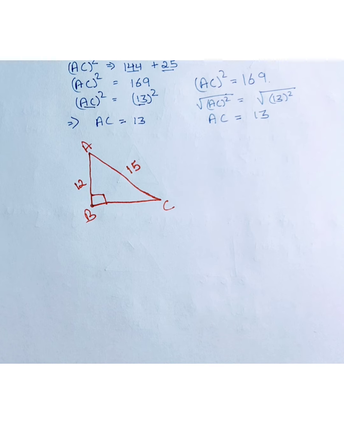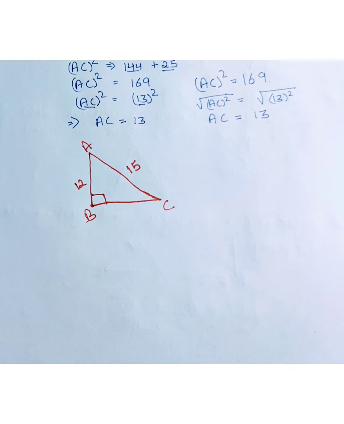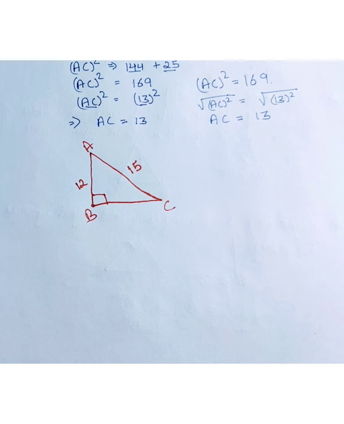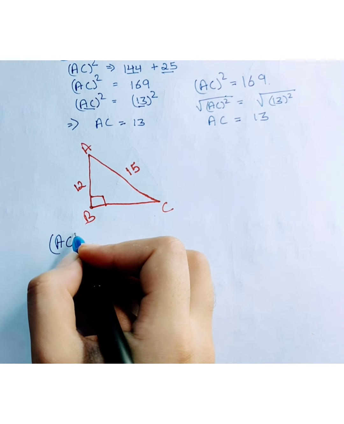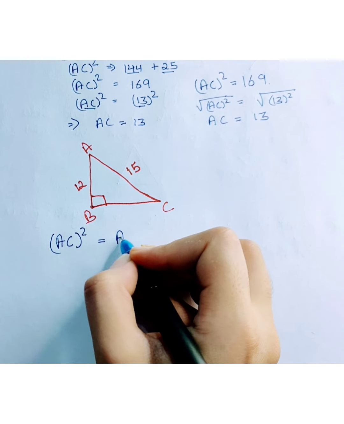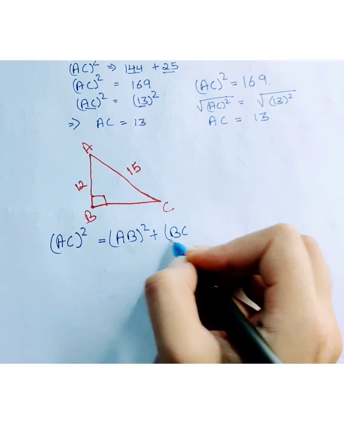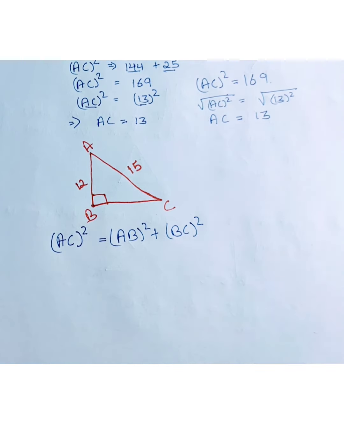Here I have taken another example in which triangle ABC is given to you and the length of hypotenuse is 15 and length of our height is 12, and you have to calculate the length of base, which is BC here. So according to Pythagoras property, you know square of hypotenuse, which is AC here, is equal to the sum of its height and base square. So this is our Pythagoras property.